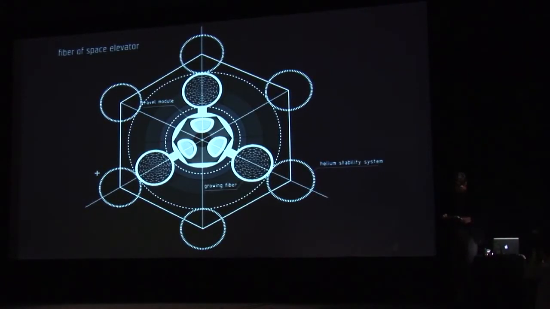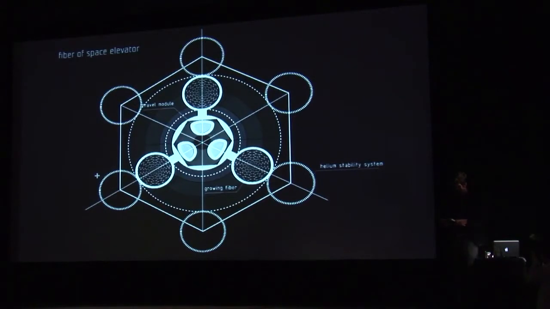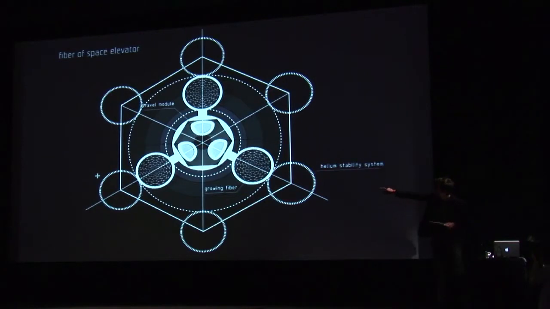So, in the elevator we need some rope, and this is my study of the rope. The rope is designed from 3 pieces. The pieces are, you can see, the growing fiber, helium stability systems, and the travel model, which is in the core of the structure. This rope should be something around 40,000 kilometers long.